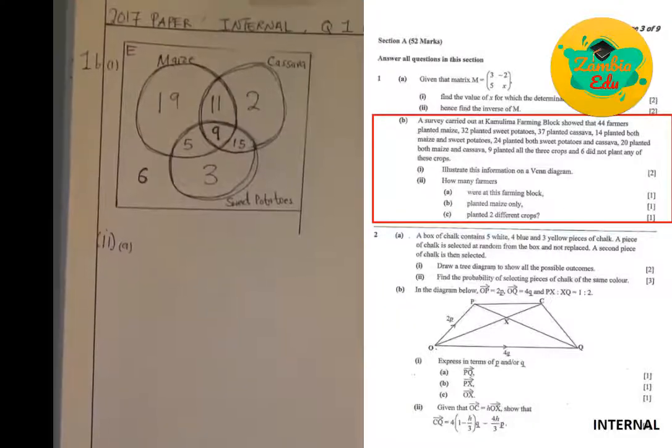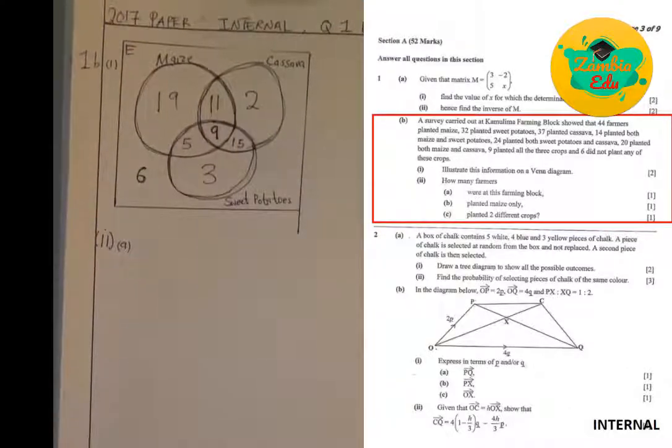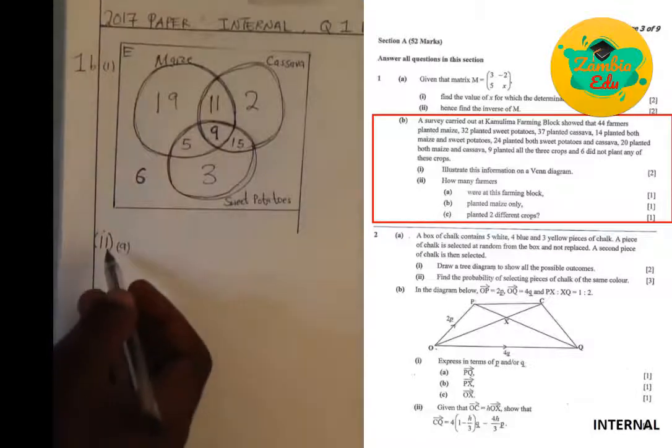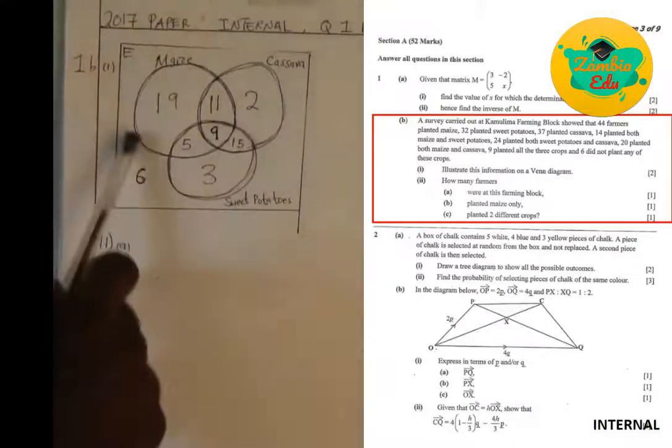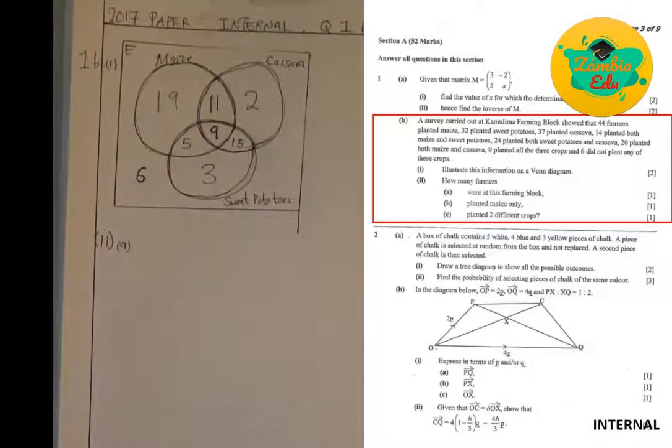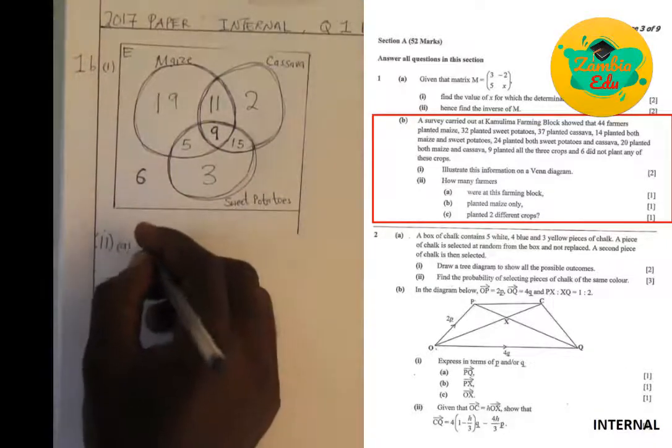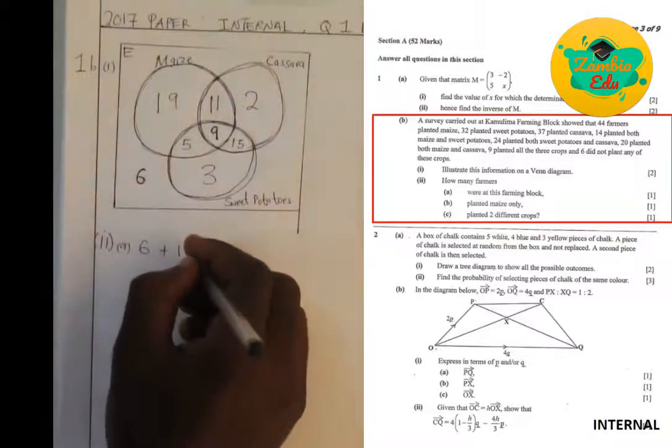So that's how many farmers were at this farm block. Part 2A asks us to find how many farmers were at this farm block. For us to find the answer, we add all the values that we have in our Venn diagram. That will give us the accurate answer. So we have 6 plus 11 plus 2. So we have our 6 plus 19.